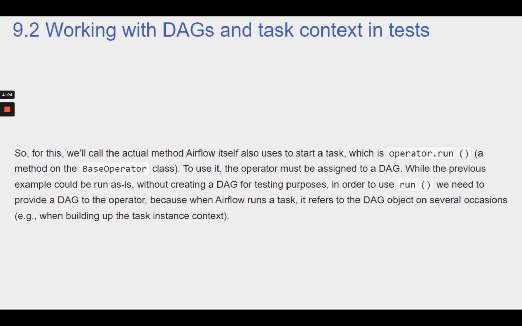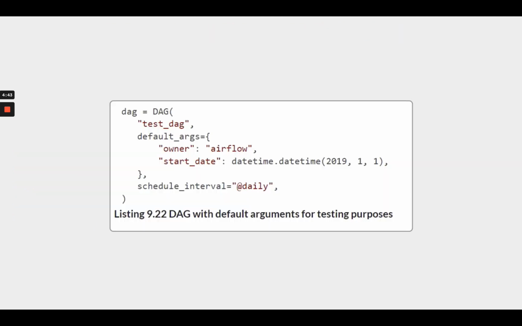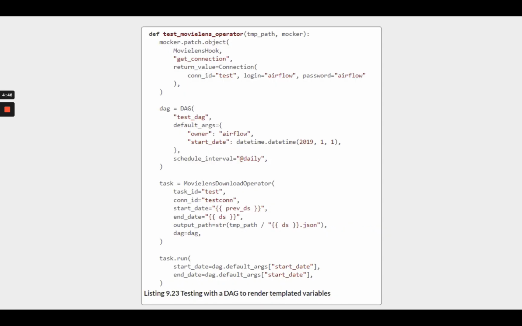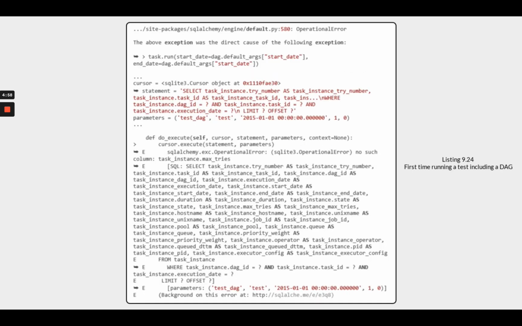To use it, the operator must be assigned to a DAG, while the previous example could be run as is, without creating a DAG for testing purposes. In order to use run, we need to provide a DAG to the operator, because when Airflow runs a task, it refers to the DAG object on several occasions, for example, when building up the task instance context. We could define a DAG in our tests as follows. The values we provide to the test DAG don't matter, but we'll refer to these while asserting the results of the operator. Next, we can define our task and run it.